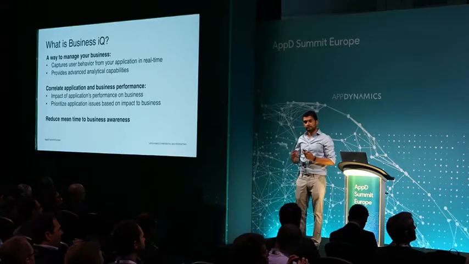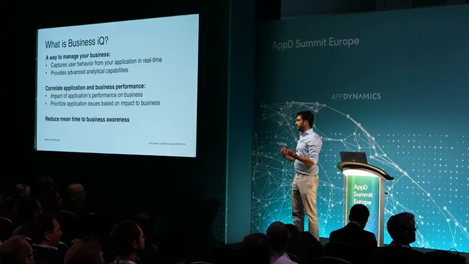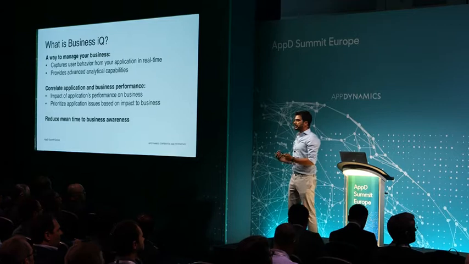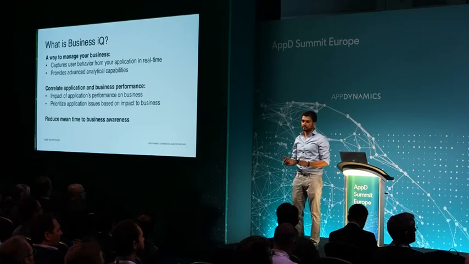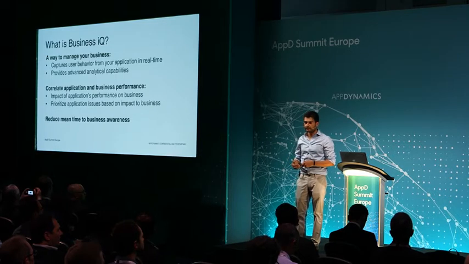So if you're looking at troubleshooting different issues that are impacting your applications, you should start prioritizing those issues that impact your business more. You should be capturing user behavior from your application in real time and let that tell you how their engagement with the business is going and start monitoring your applications and troubleshooting and diagnosing those issues with that lens.